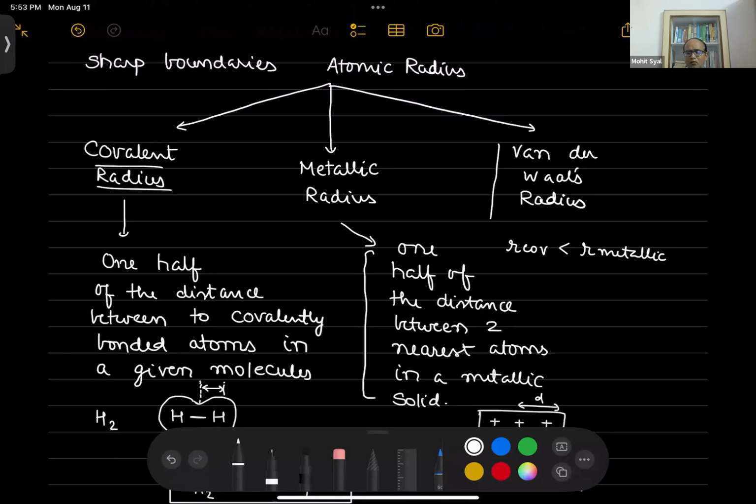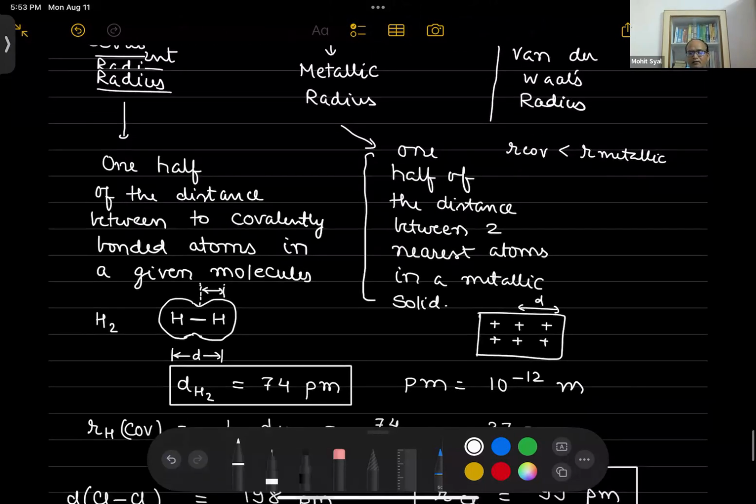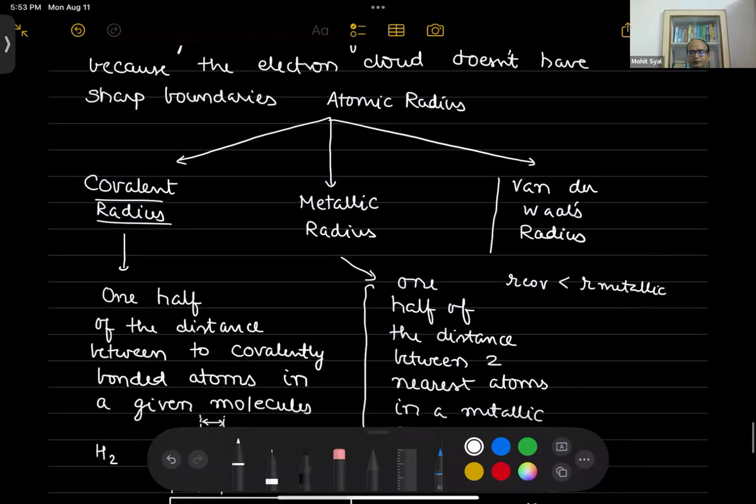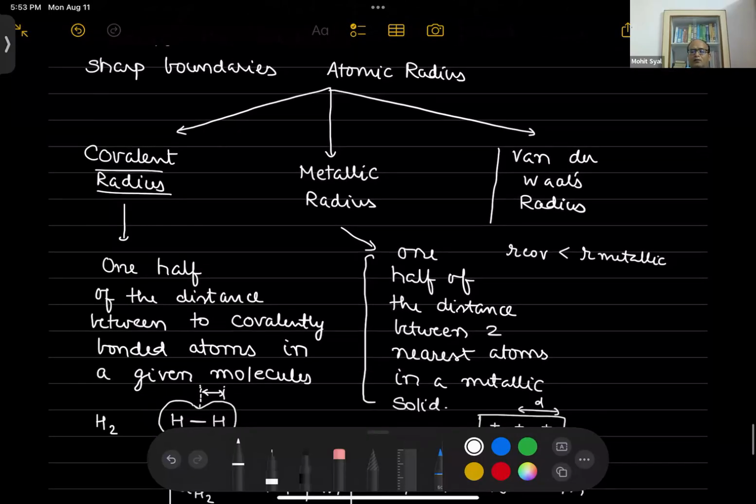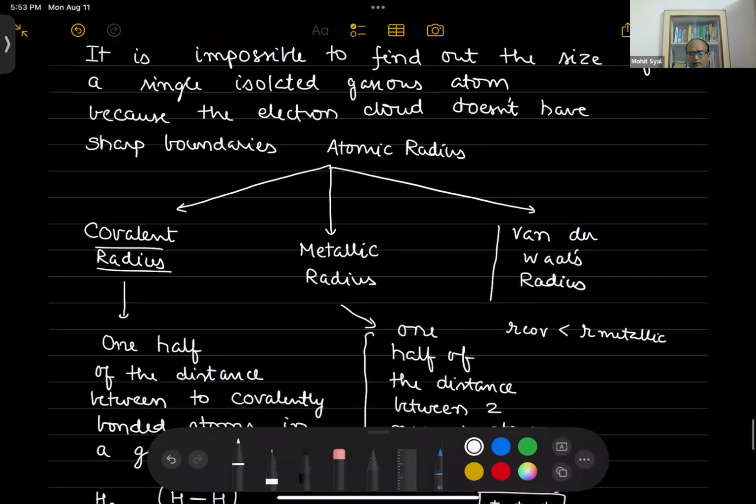So this, I hope, is clear. Van der Waals radius is used. So what distance are you going to check if they are not forming any bond? Because we need to take the distance between the adjacent atoms and half it, that will give the size. So if they are not bonded, what will you do? You are going to take the substance in the solid state at a very low temperature.